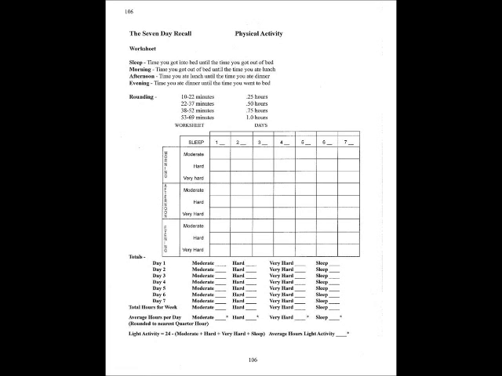So how do you calculate that? 24 minus, and now you're going to add your moderate, hard, very hard, and sleep. Those average numbers that you just calculated with the asterisk by them, those are going to go in there for moderate, hard, very hard, and sleep. You'll take that total number, subtract it from 24. That will give you your average light activity.